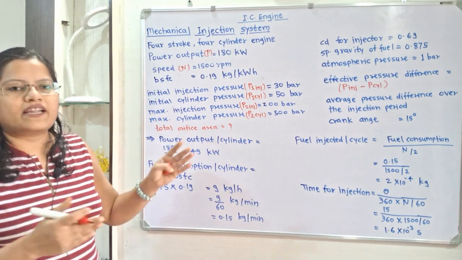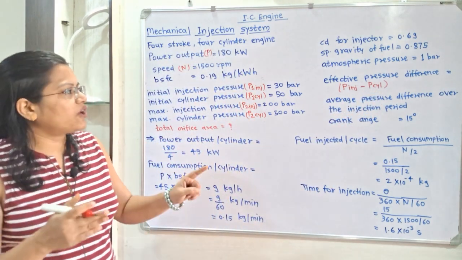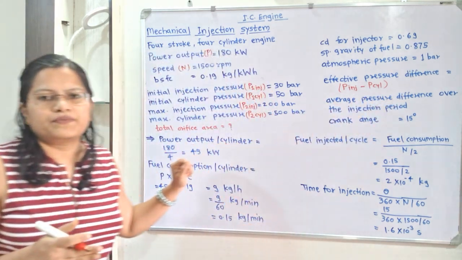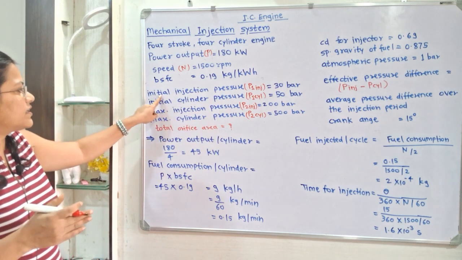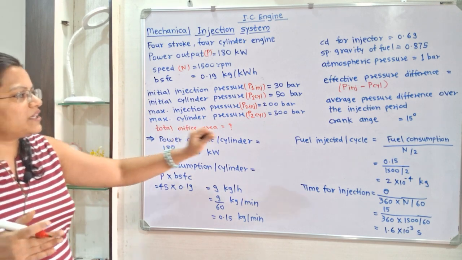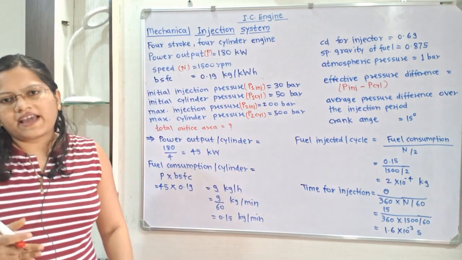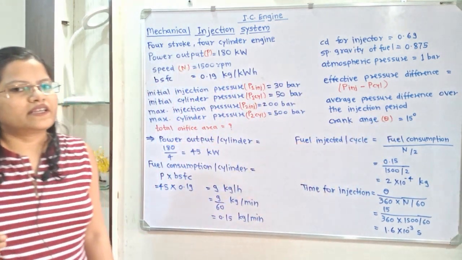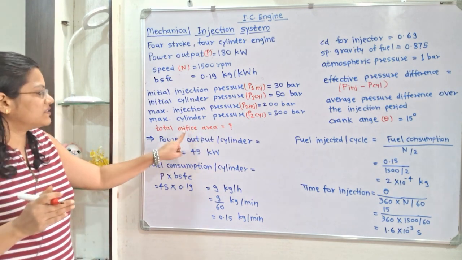So for the given data, how do we calculate P injector minus P cylinder? It is given as the average pressure difference over the injection period. We will calculate this average pressure difference with the help of the initial pressure and maximum pressure data. Then the crank angle is known as theta, and theta is equal to 15 degree. We have to calculate the total orifice area. So this is the question.